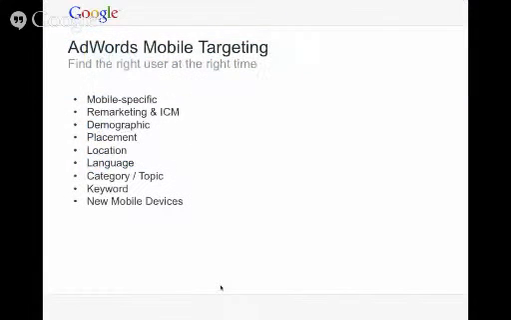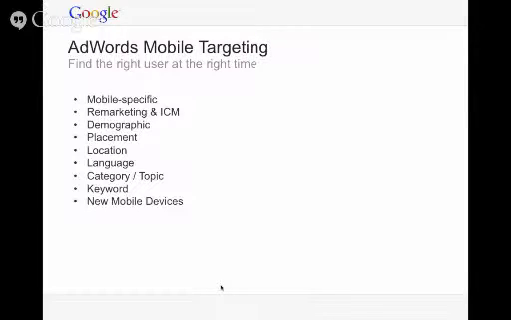Now that we've reviewed some mobile display best practices, it's important that we dig a little deeper into the many targeting options available on the mobile display network. As we discussed earlier, there are a ton of options available to you. There are mobile-specific targeting options where you can actually target by carrier, OS, or device model. You also have remarketing, of course, and interest category targeting.